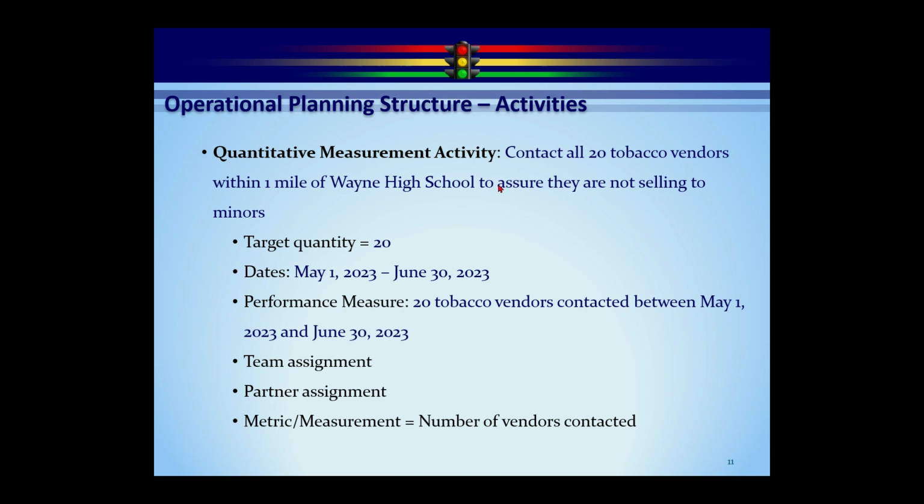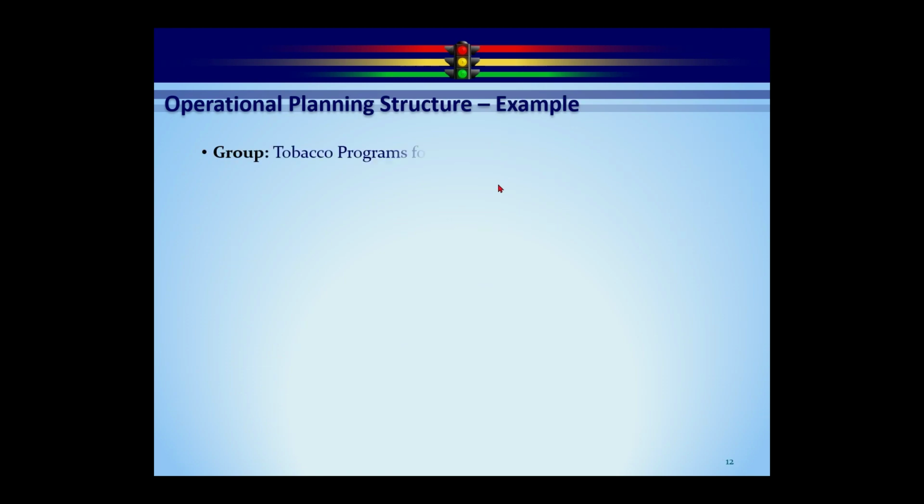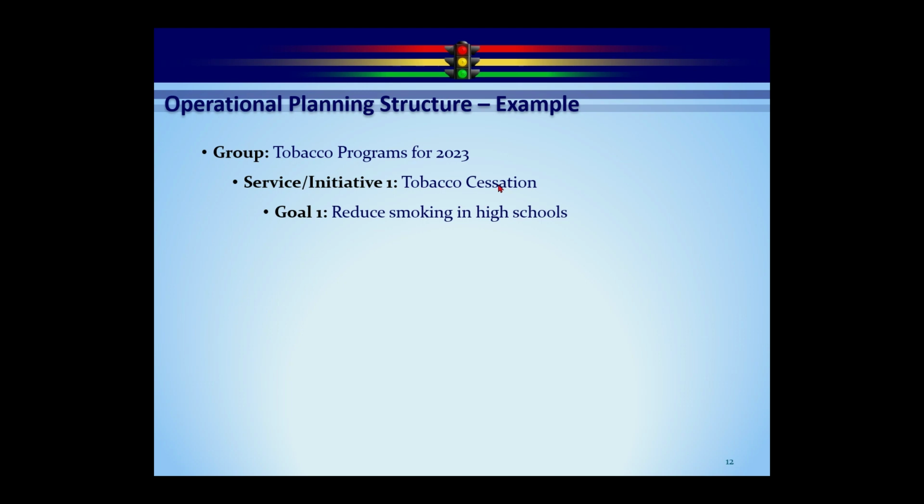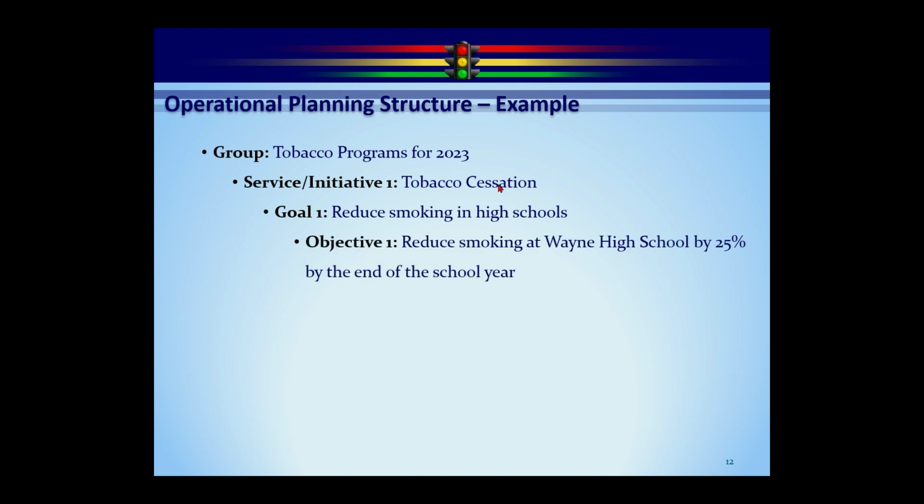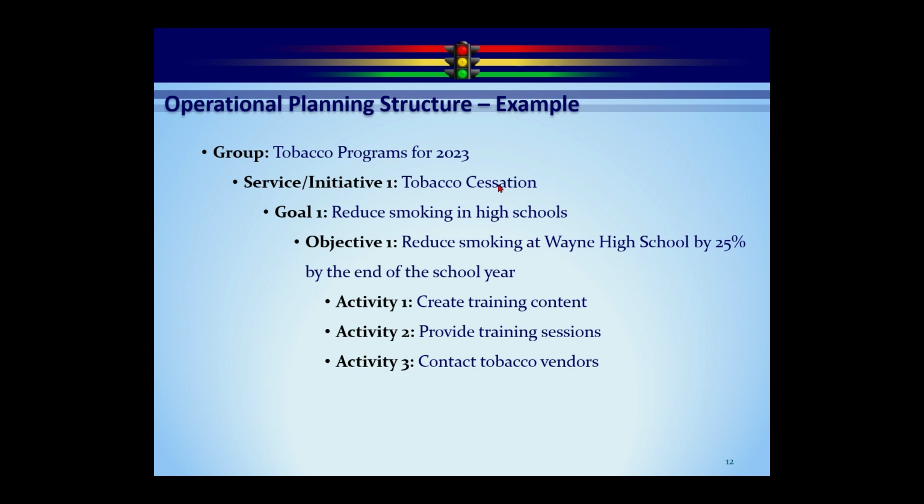Now, at the bottom of each screen, we had the tobacco-related planning elements here. So let's put those together in a plan. So our group was tobacco programs for 2023. The initiative we're working on is tobacco cessation. Our first goal was to reduce smoking in high schools. The objective here, the SMART objective, is reduce smoking at Wayne High School by 25% by the end of the school year. And then the steps we're going to go through that we believe will get us there: create the training content, provide the training sessions, and contact those tobacco vendors.